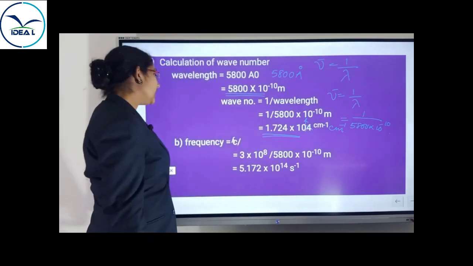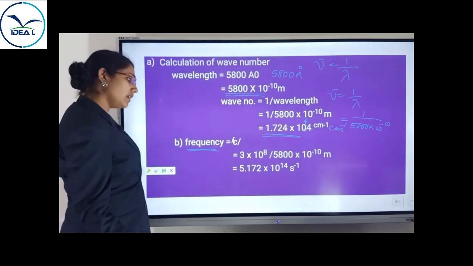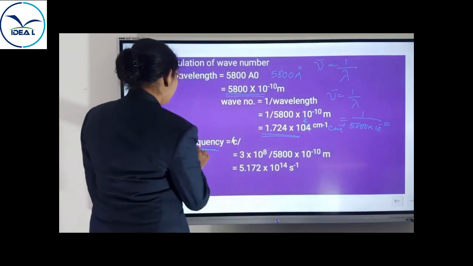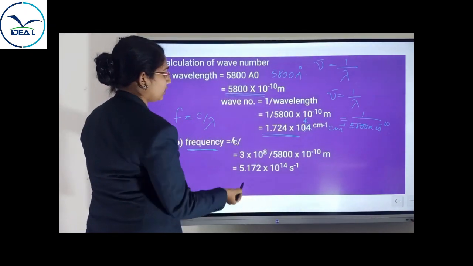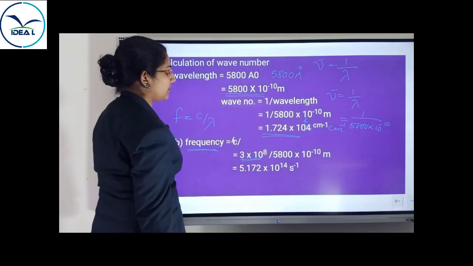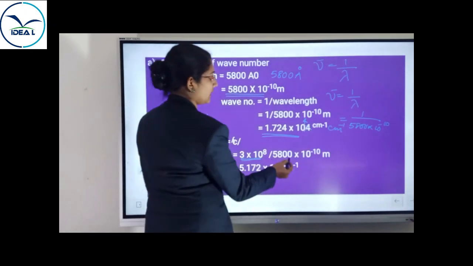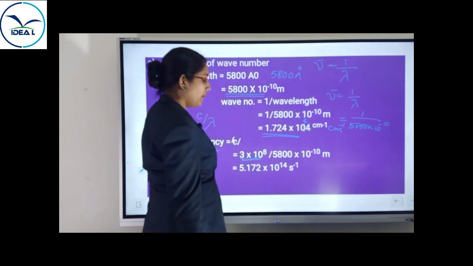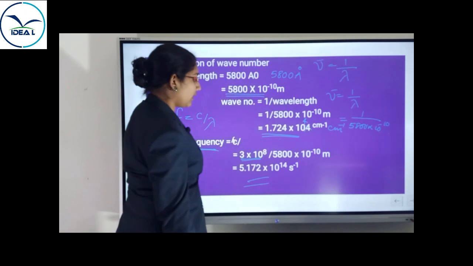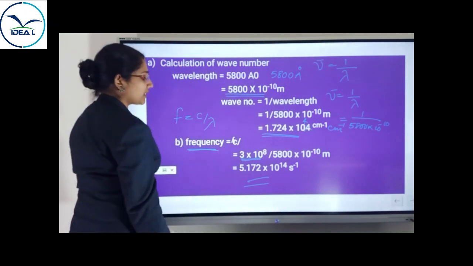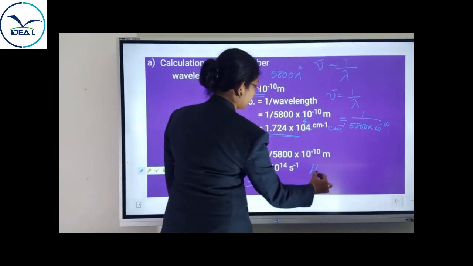Then second, we have to calculate the value of frequency. Similarly, frequency f is equal to c by lambda. You know the value of c, 3 into 10 raised to 8, divided by the wavelength 5800 into 10 raised to minus 10 meter. Calculating, we get the value of frequency 5.172 into 10 raised to 14 second raised to minus 1, or hertz.